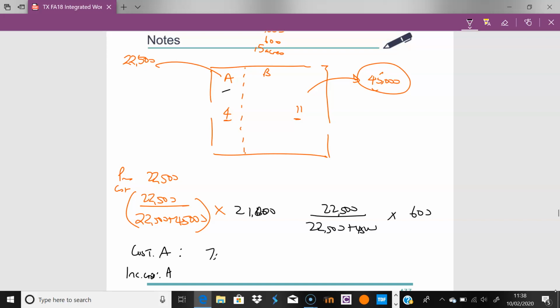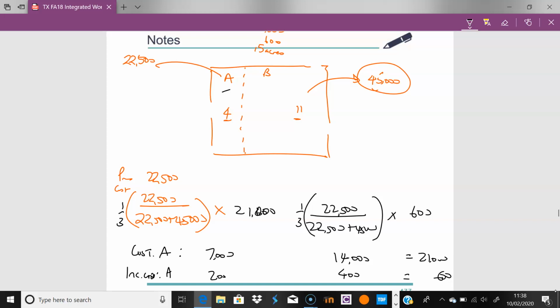So the cost of A is 7,000, and this came to a third. So a third of the incidental costs as well, technically 200, and therefore the cost of B is 14,000, because this makes it 21,000, and the incidental cost of B will be 400, and that makes it 600.